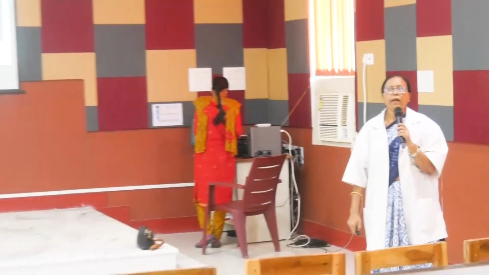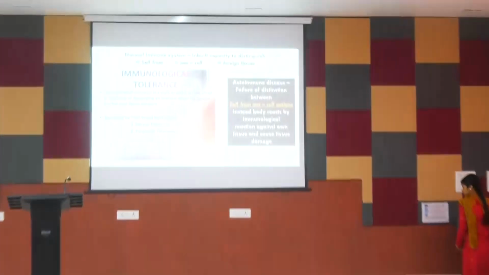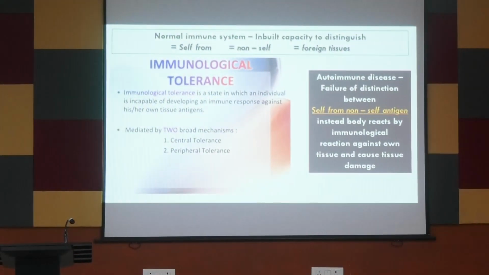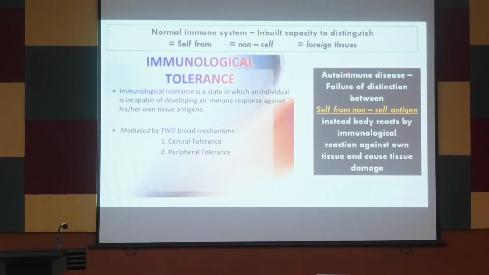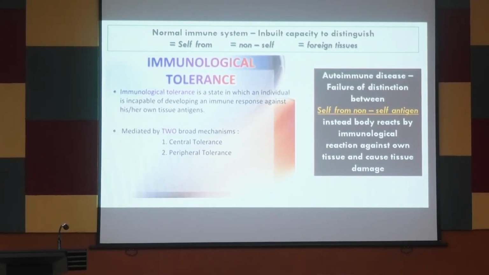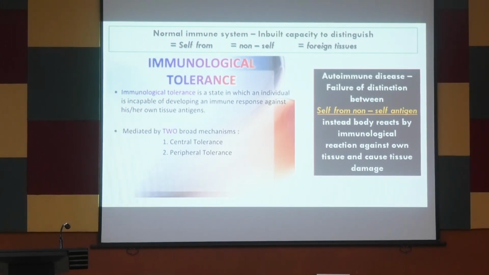Now, the normal immune system is an inbuilt phenomenon where the body tries to discriminate between the self-antigen and the non-self antigen or foreign body. This normal phenomenon is called immunotolerance. And how does it occur? It is mediated by two mechanisms: central tolerance and peripheral tolerance.